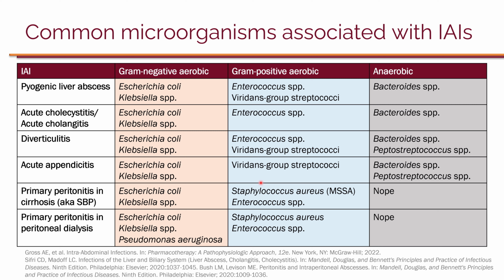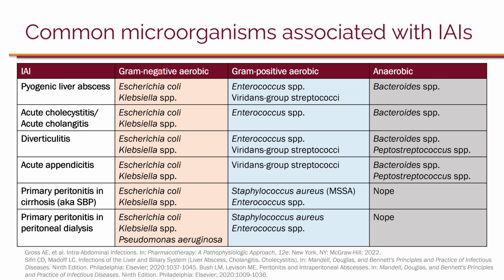And then when it comes to gram-positive, essentially mostly Enterococcus except for appendicitis. But also note that Staphylococcus aureus is not present except for peritonitis. So for peritonitis, Staphylococcus aureus typically needs to be covered, but not necessarily MRSA. So just a simple MSSA coverage is sufficient unless there is evidence that the patient may have MRSA.